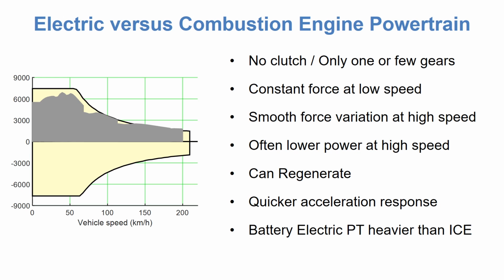It produces constant force in low speeds, and at higher speeds the maximum force vary in a smooth way. However, at high speed the traction power is often reduced. It can regenerate power during braking and has a quicker acceleration response than a combustion engine powertrain. A drawback is also that battery electric powertrains are more heavy than a combustion engine powertrain due to battery weight, and that increases the force requirements on the powertrain.